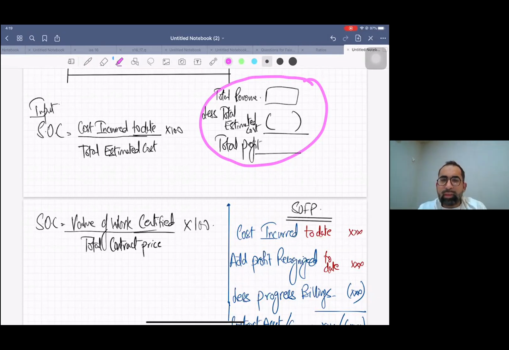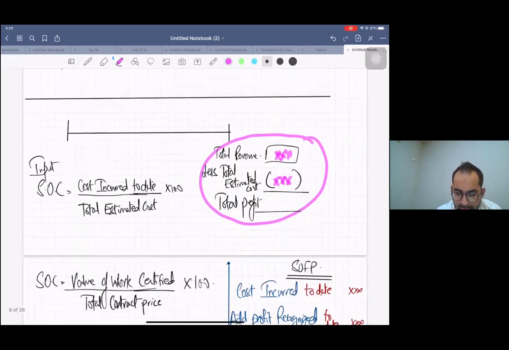Repeat. For construction accounting, the first step is always to check whether the contract is in profit or loss. For this purpose, use total figures, meaning total revenue less total estimated cost. Now wait, how do we calculate total estimated cost? There is a formula for this as well.